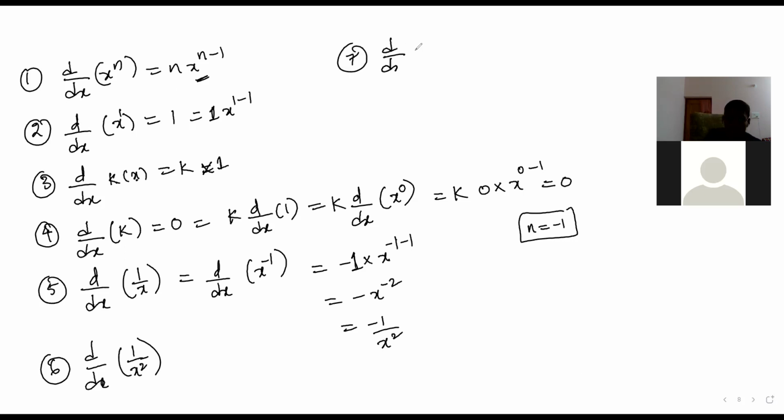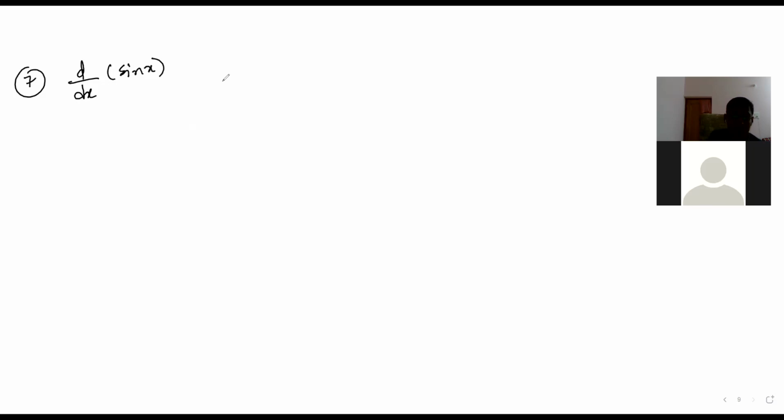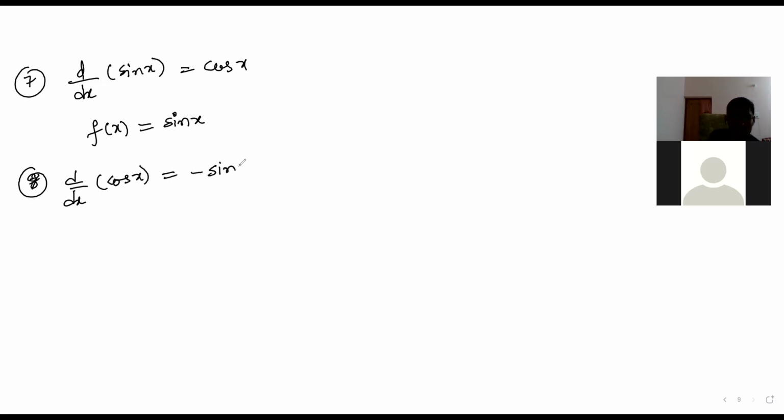Yeah, d by dx of sin x, you know what? Cos x. We can prove this also, right? We should know the proof for this. We proved all of this in class for sin x, cos x, tan x. Oh, nice. Then good. If you have any doubt, then you can ask. d by dx of cos x is minus sin x.